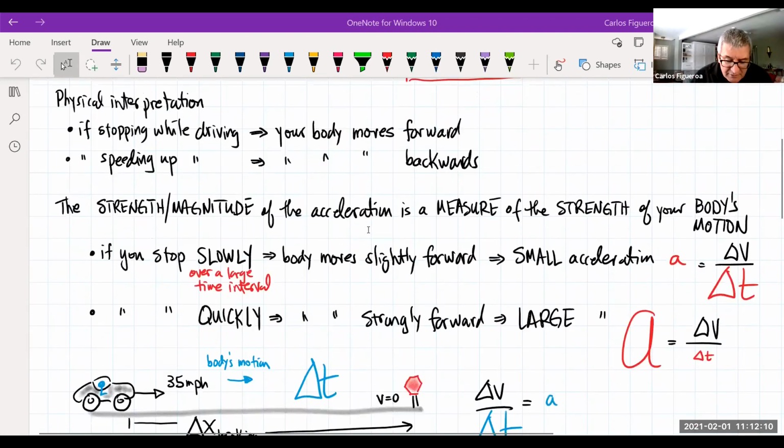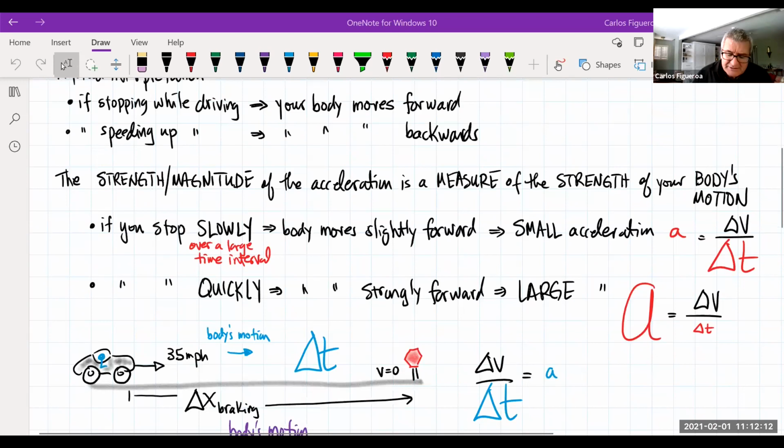Now, the strength of the acceleration is a measure of the strength of your body's motion. Is there a better way to say this? I'm pretty sure there is. I couldn't figure it out. But here's what I mean by the strength of your body's motion.